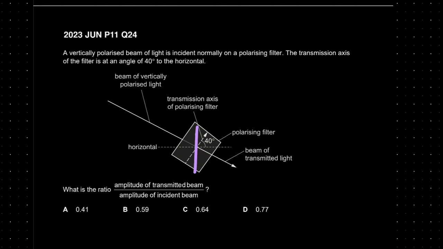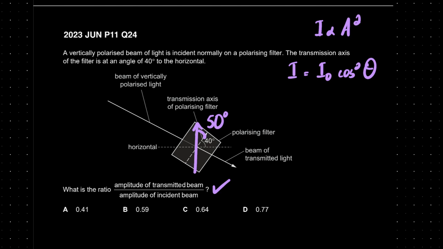Scratch that and think about the intensity which is coming in and what angle the transmission axis makes with that. The intensity which is coming in is vertically polarized. The transmission axis is at some angle. This is what we're looking for. So the angle of interest in Malus's law is not 40, it's 50, right? And it's also the ratio of amplitude, not the ratio of intensity. So I know that I equals I naught cos squared theta. I also know this relationship that I is proportional to A squared. So whatever is the ratio of the intensities, I can just square that and get the ratio of the amplitude.